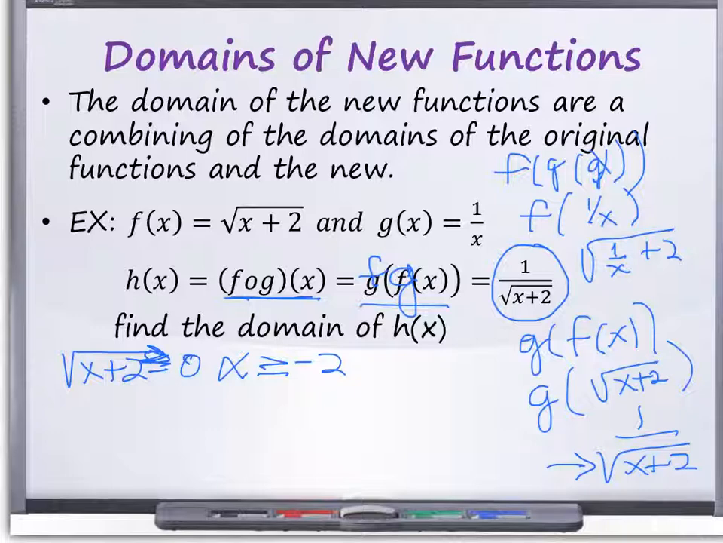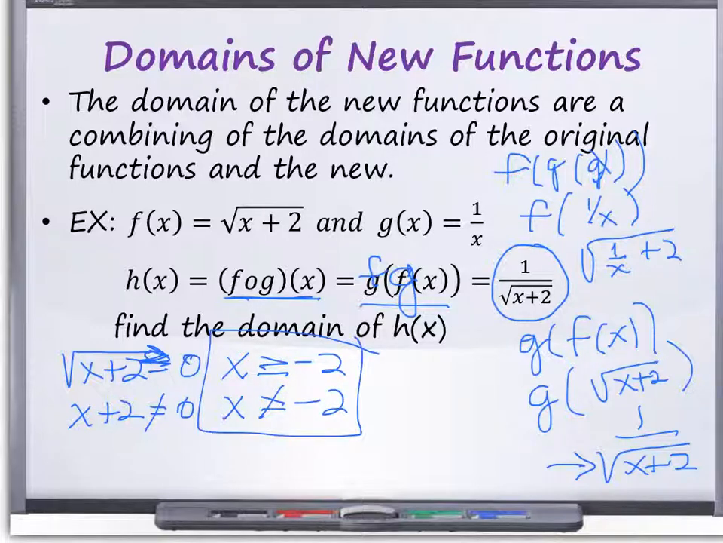So now I have x is greater than or equal to negative 2. I also have that x plus 2 cannot equal 0, which means x cannot equal negative 2. When I put these two constraints together, I get that x has to be greater than negative 2, because it has to be greater than or equal to, but it can't equal. So I'm just left with greater than negative 2.